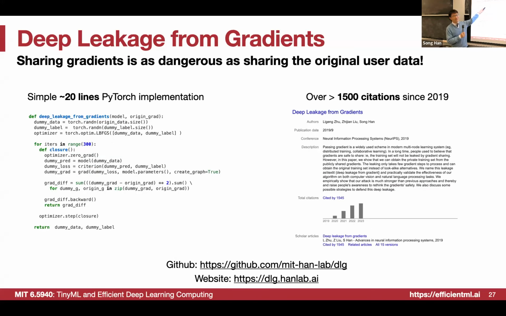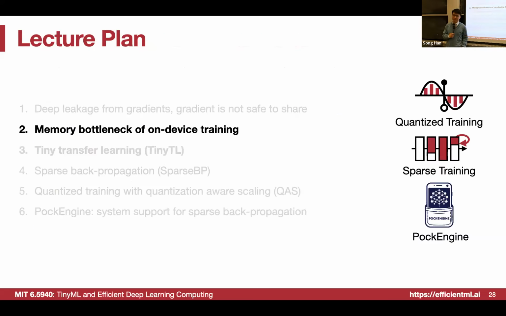Actually the implementation is super simple, just about 20 lines of PyTorch. You're just trying to match the gradient and back propagate to the dummy input and also the dummy output. A lot of citations in 2019. Hopefully that motivates the importance of on-device training, where we shouldn't share the gradient. Sharing the gradient can potentially leak your training data. So we want everything to stay local. But it's not easy.